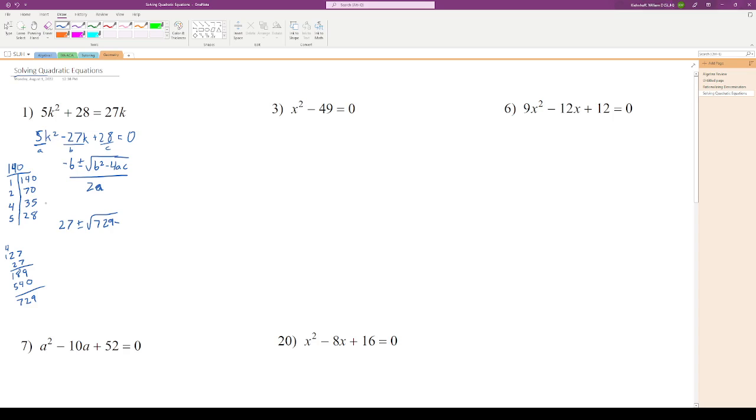So 4 times a, that's 20 times 28. So 20 times 28 is going to be... that's not right. 20 times 20 is 400. Okay, so that's going to be 560.